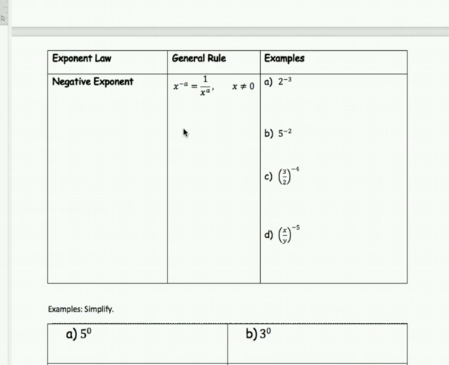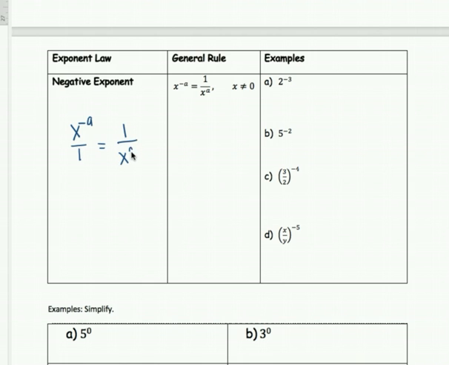In order to fix this, all we're going to do is flip the fraction. If I have x to the negative a right now, I don't like that there's a negative exponent, so we have to change it. All you're going to do is draw 1 underneath, and then to fix this, you flip it.